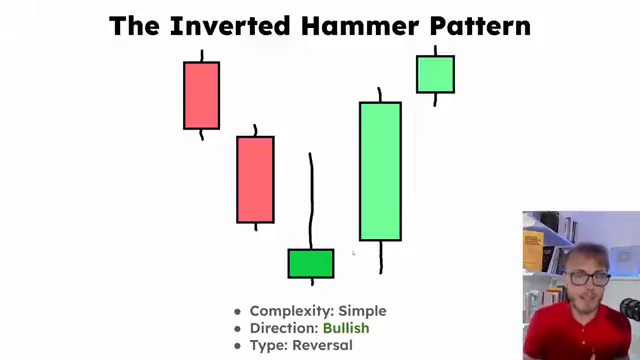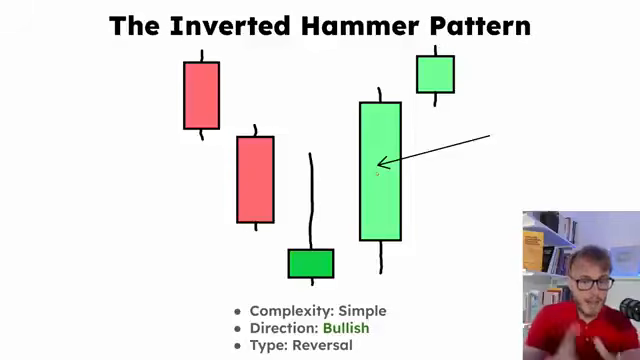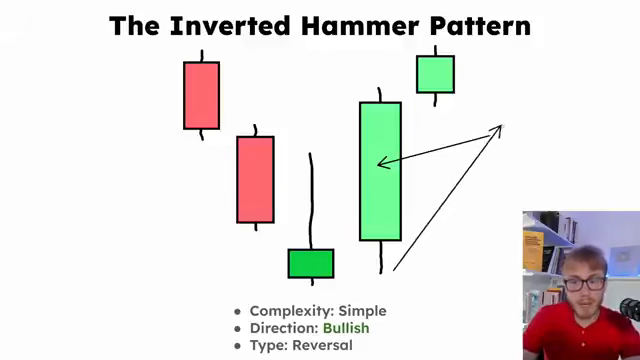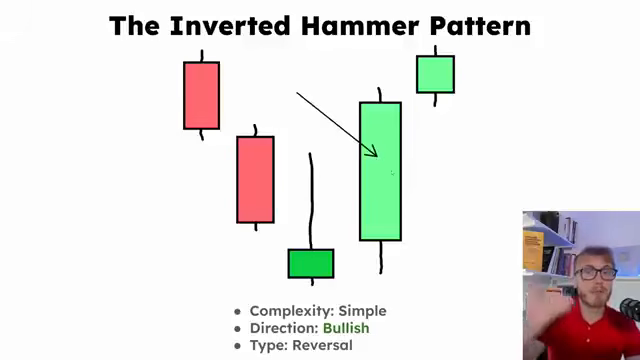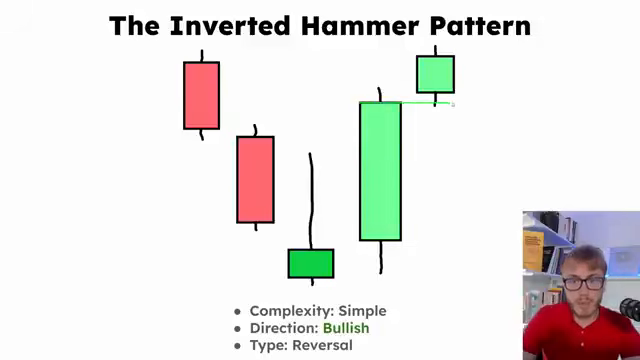When trading the inverted hammer, many traders will actually wait for a confirmation candle. And what is a confirmation candle? Well, in this case, this right here is a confirmation candle. It's a candle that appears after the pattern that confirms the direction we want to see. And in this case, we want to see a move towards the upside. And we can see here that the next candle confirmed this move. So some traders will wait for this next candle close before they enter their trade.